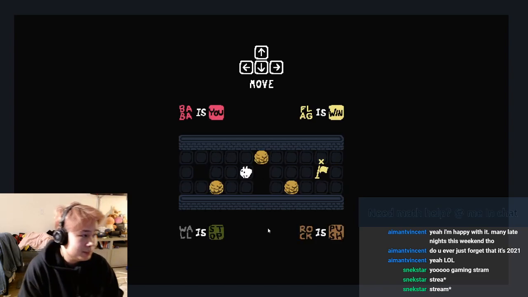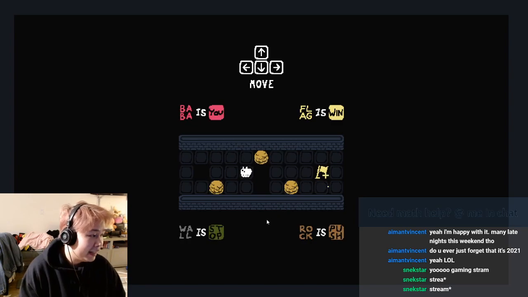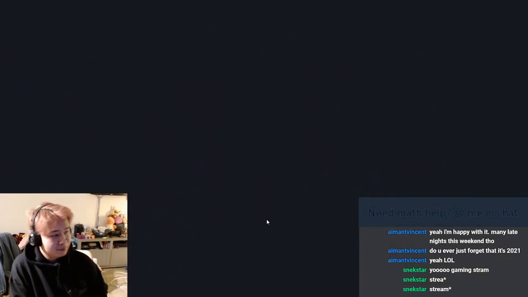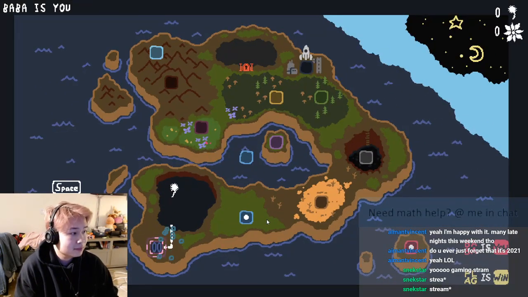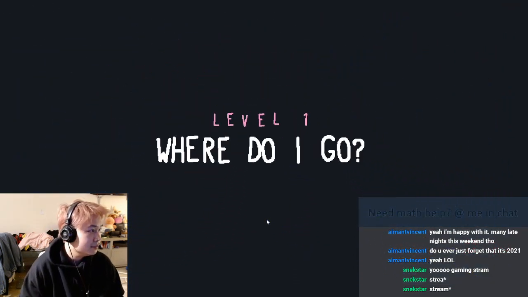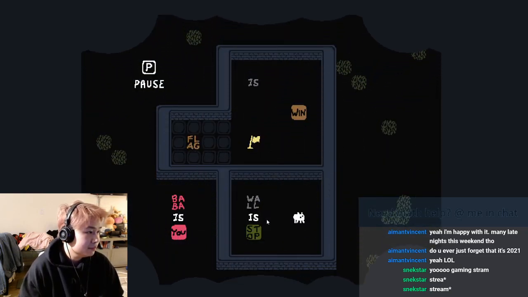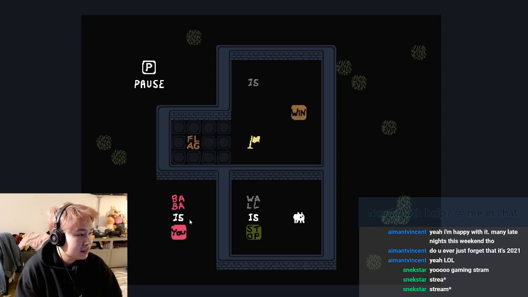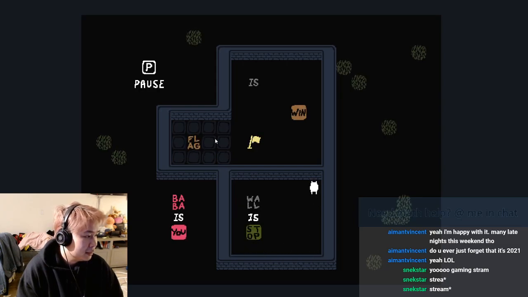So the premise of this game is basically we need to get to the flag. So if I touch the flag, I win. Nice. And then let's go to world 1. And then, well, if you take a look at this, the wall is stop. Baba is me. And then the flag is nothing because we need to basically make a sentence. So as you can see, I can't do anything because the wall is stopping me.